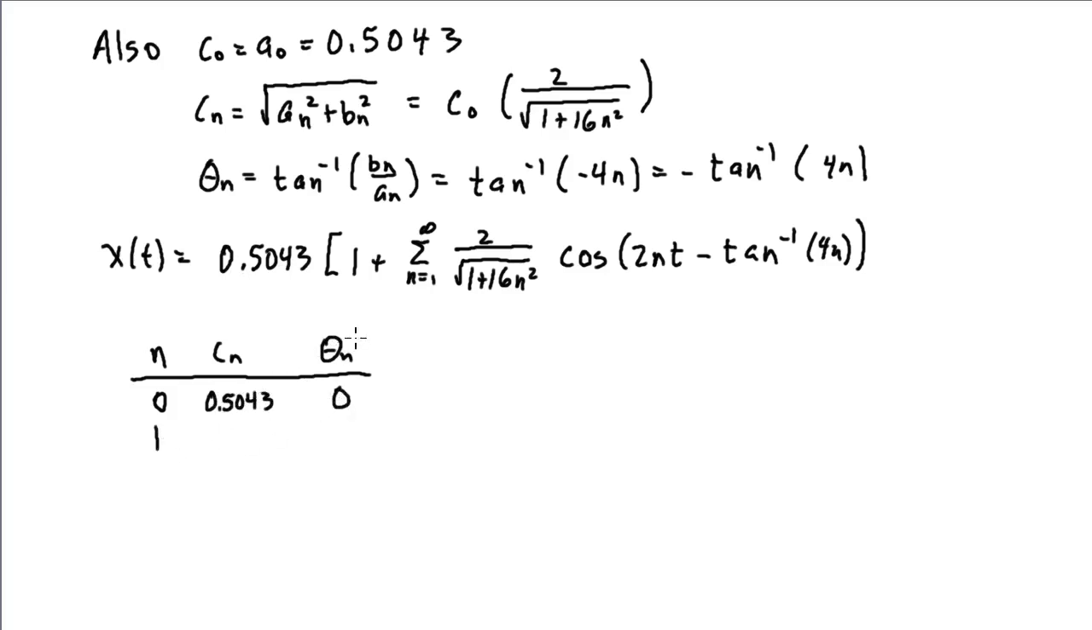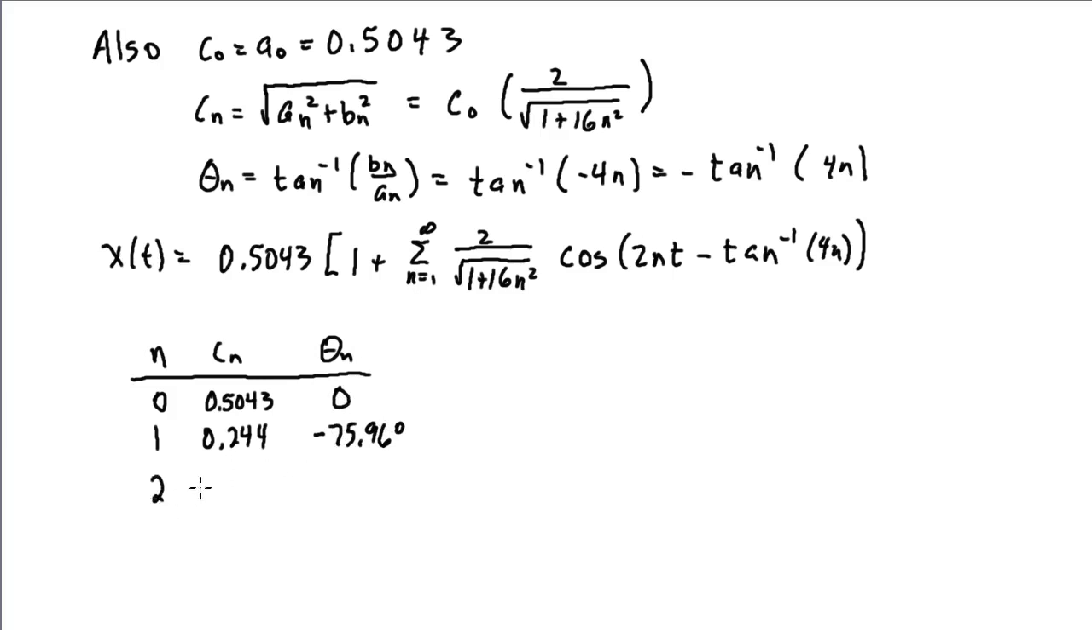For n equal to 1, I evaluate the amplitude with n equal to 1. I'm going to get 2 over the square root of 17 times the 0.5043. That turns out to be 0.244. And then the phase angle with n equal to 1 is the negative of the inverse tangent of 4. That turns out to be minus 75.96 degrees. By convention, we plot the phase spectra in degrees instead of radians.